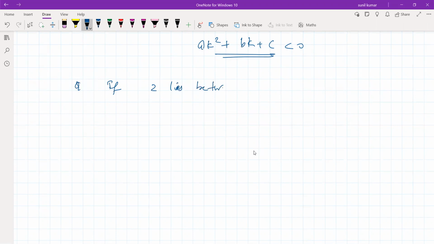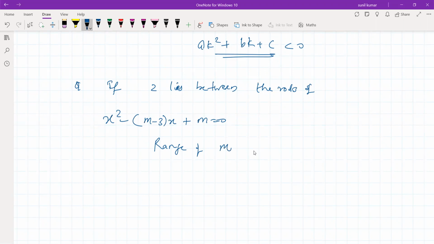If 2 lies between the roots of x square minus (m minus 3) into x plus m equal to 0, what will be the range of m?